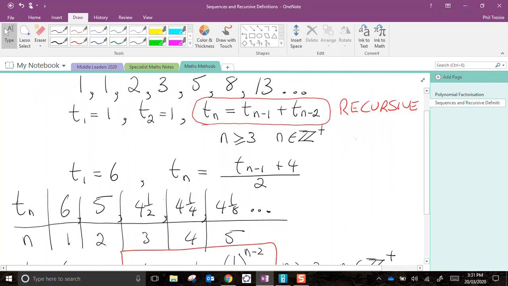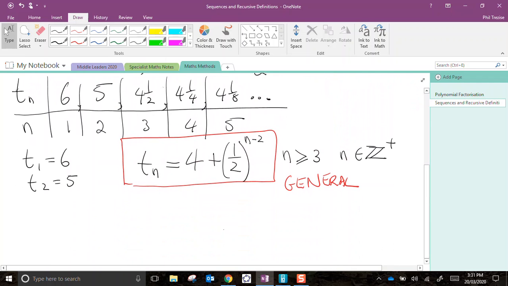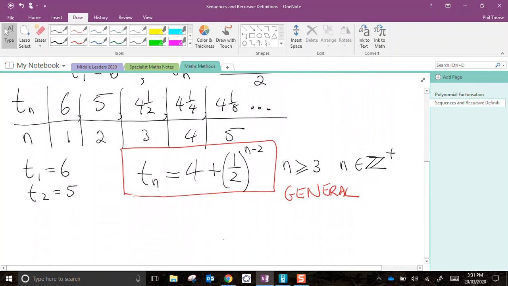Alright, that's a fairly short little introduction there for you on sequences. Often we use recursive definitions, sometimes we use general definitions, and occasionally we start with a recursive definition and then we can figure out a general formula if we look for the pattern. And admittedly, that last bit can sometimes be very tricky. Alright, that's enough for now.